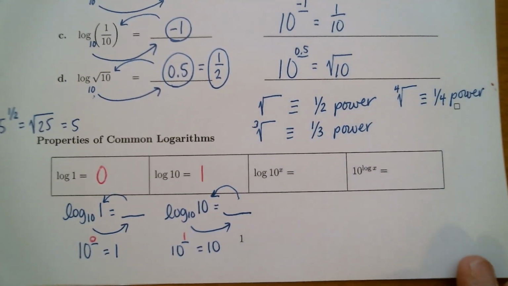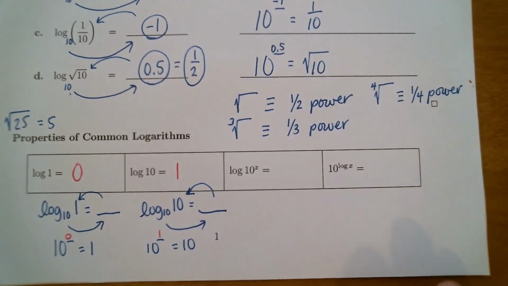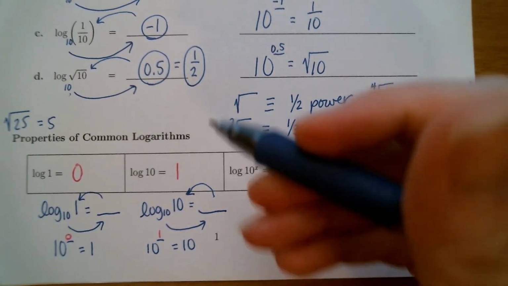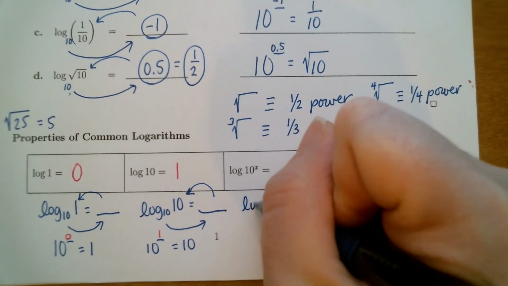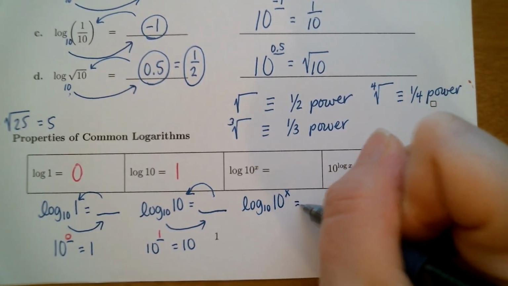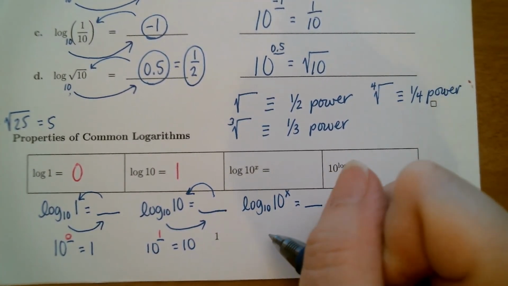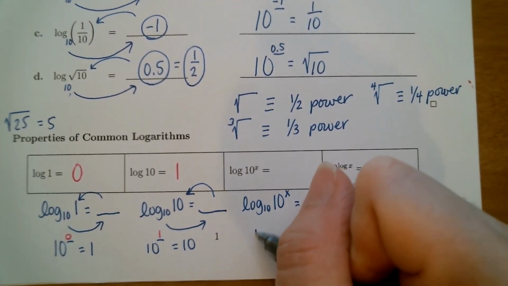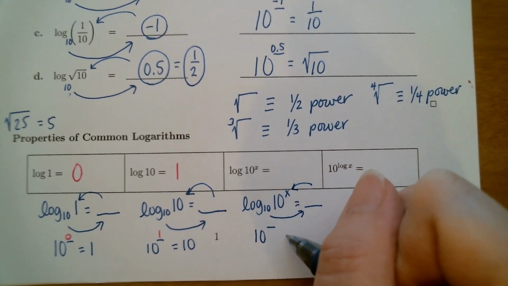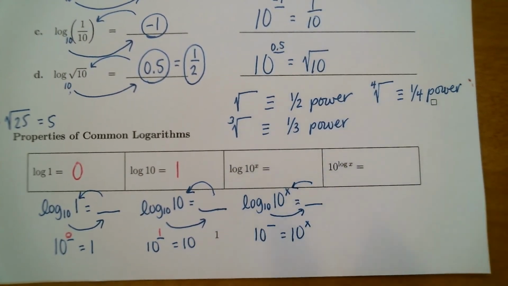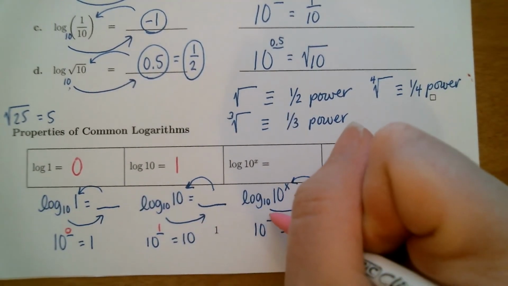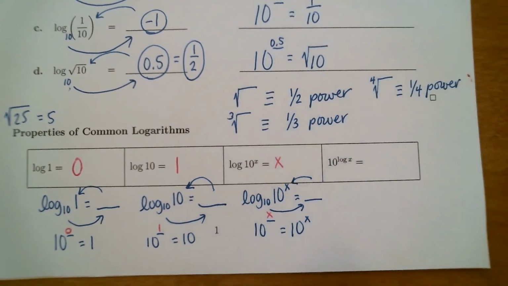So here comes another one. These last two have variables. I am trying to figure out, I'm just going to rewrite it: log base 10 of 10 to the x equals what? Same thing. If I take my base, what power do I have to raise it to get this quantity? The only way these two sides can match is if it is equal to x. So this is x.